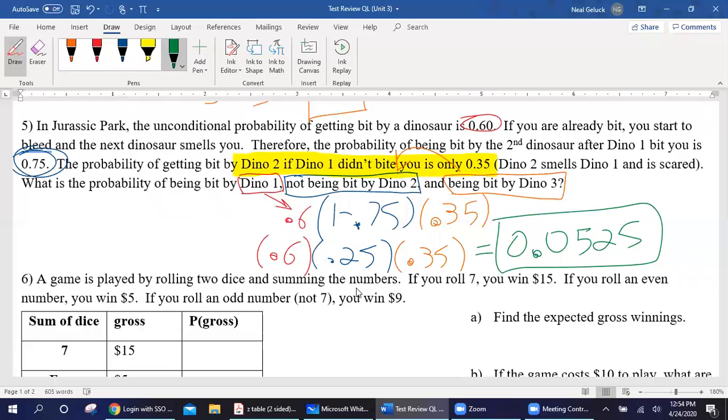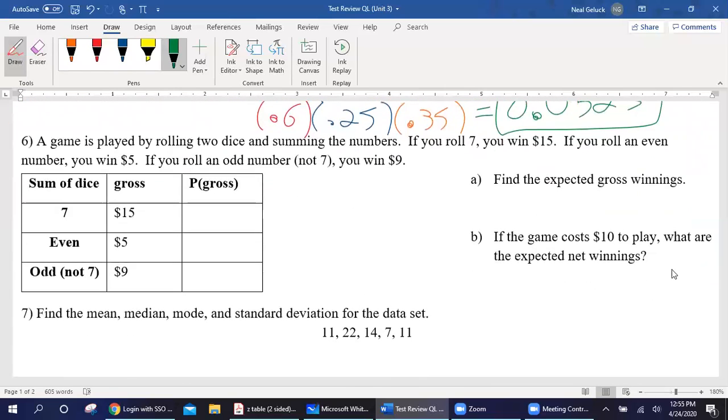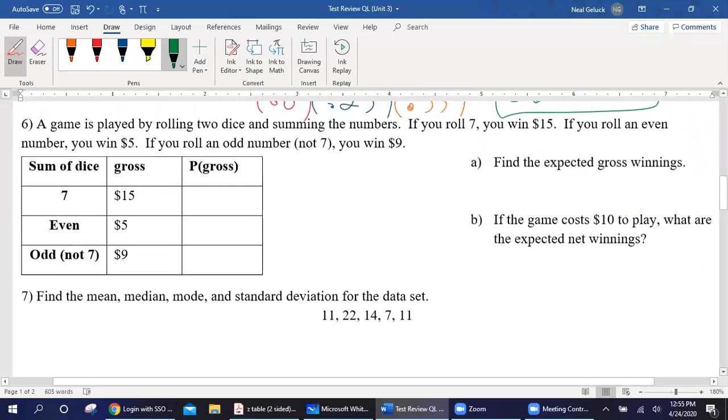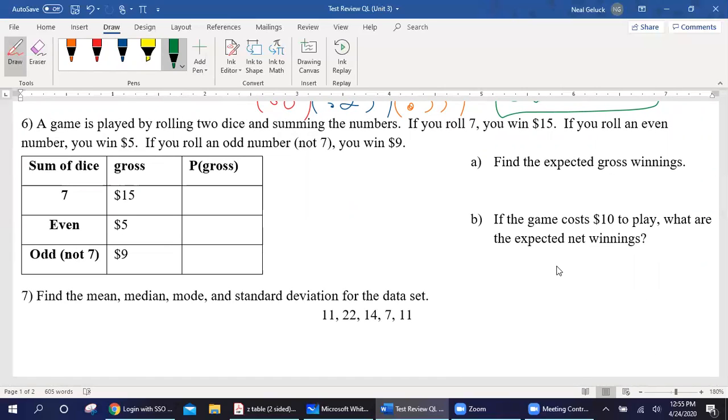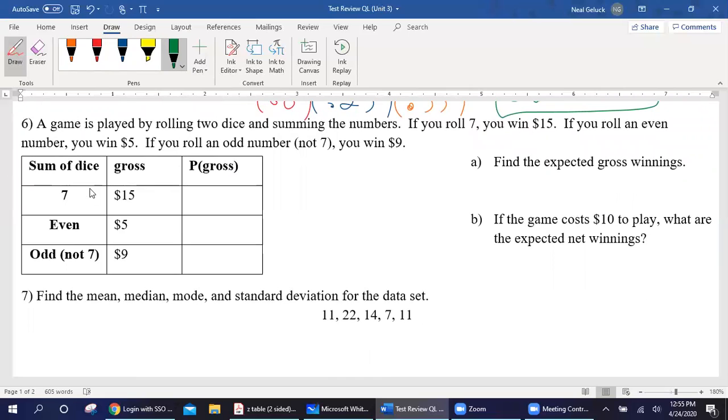For number 6, this is going to be that expected value stuff that we did near the end of chapter 11. A game is played by rolling 2 dice and summing the numbers. If you roll a 7, you win $15. So we have to figure out what's the probability of rolling a 7.